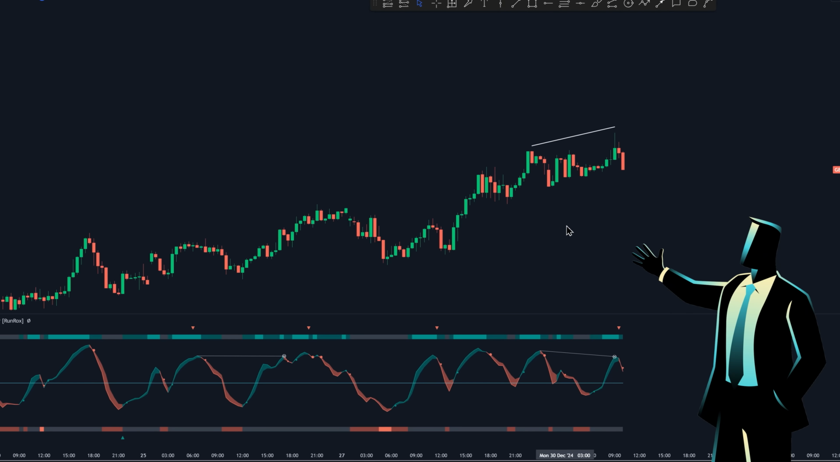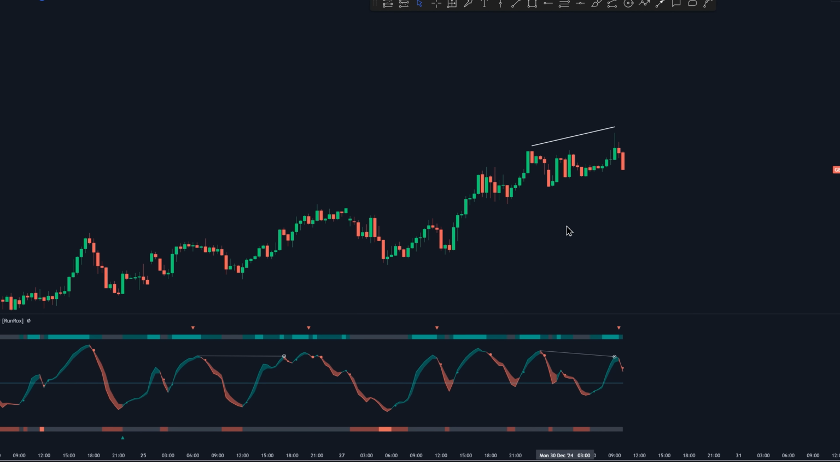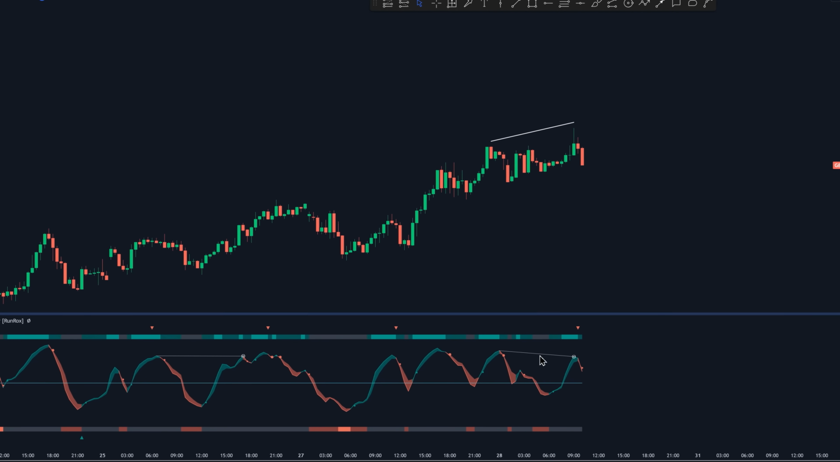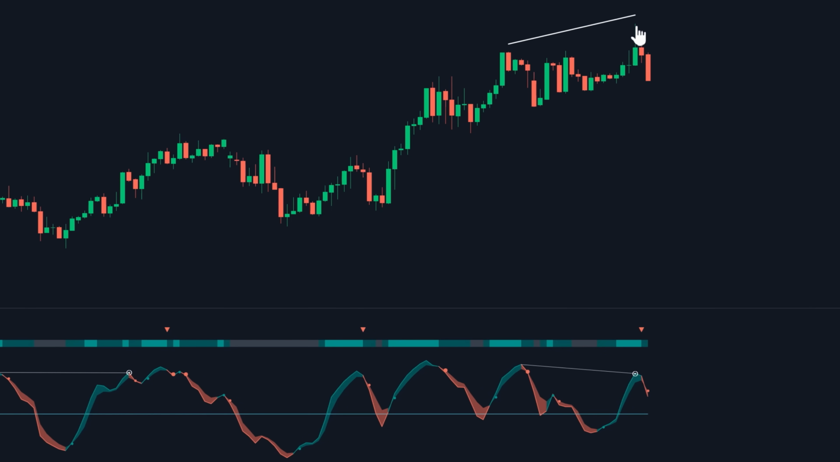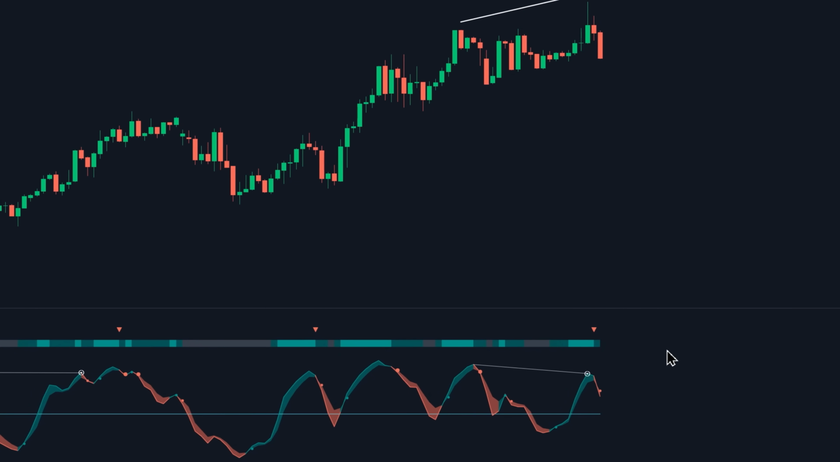Now, for a short position, it's going to be the opposite. Condition number 1. Check that we have a bearish divergence. Here is our bearish divergence. Price established a higher high between this high and this high, while the oscillator established a lower high. Condition number 2. Check if the market is overbought immediately after the divergence, indicated by a bright green color on the overbought level, which, as you can see, we have here.